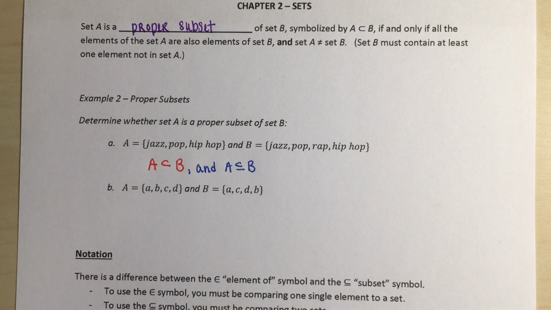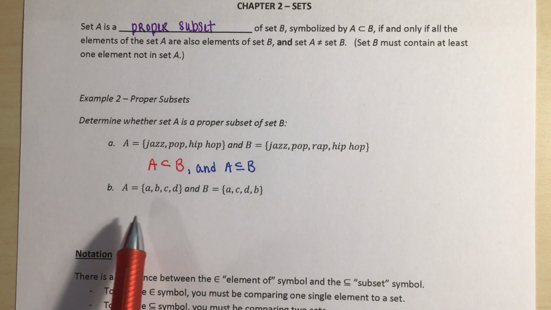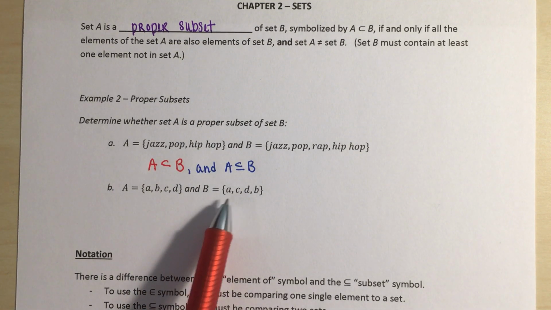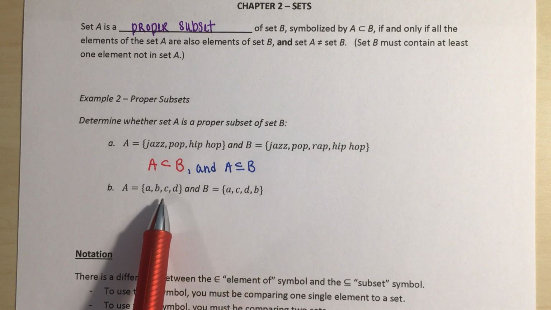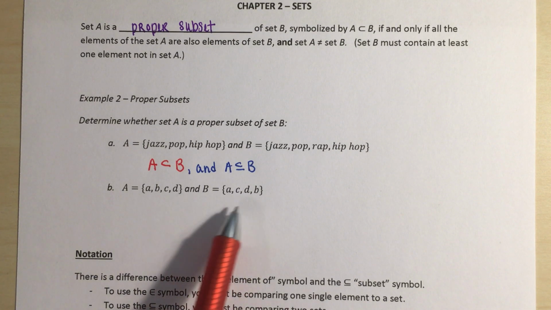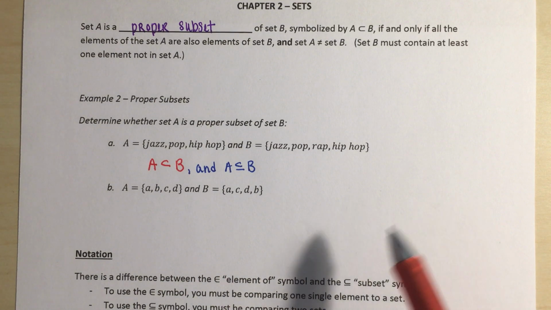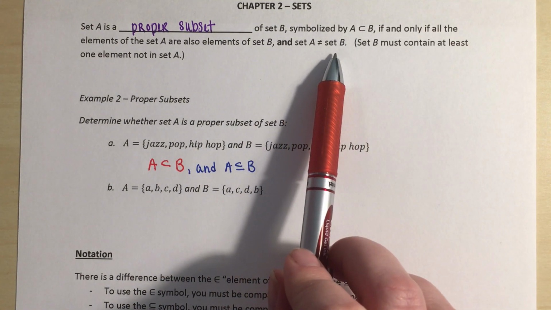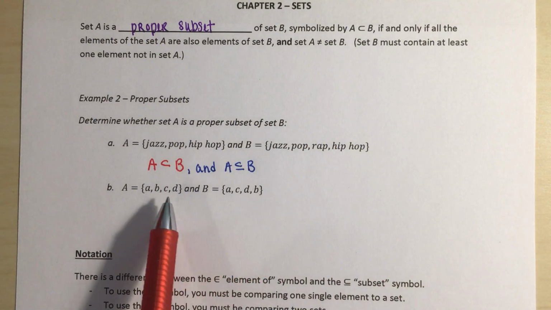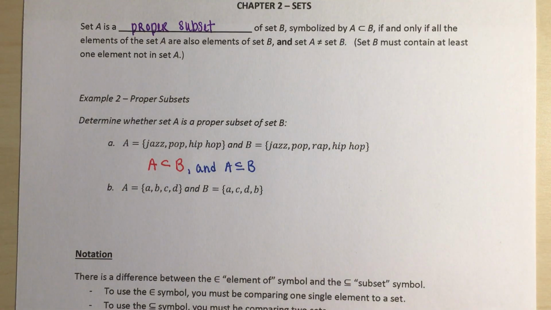Right, now if we look at example B, set A is elements A, B, C, D. Set B is elements A, C, D, B. If we look at these, the letter A is an element of both, B is an element of both, C is in both, D is in both. To fulfill our idea of proper subset, remember that set A cannot be equal to set B, and that is not the case here, right? Because these guys are equal.